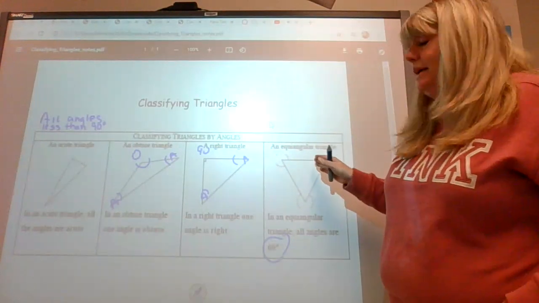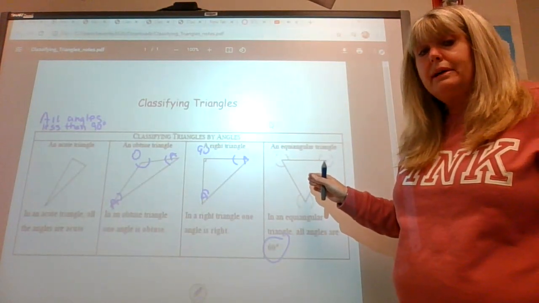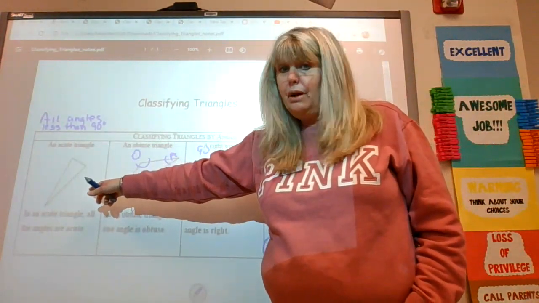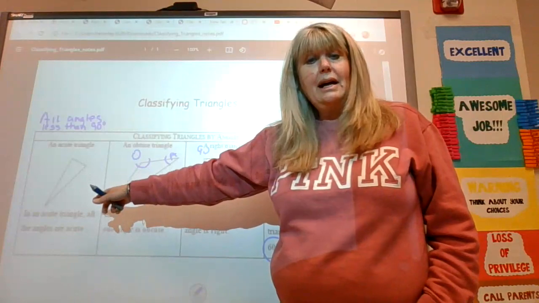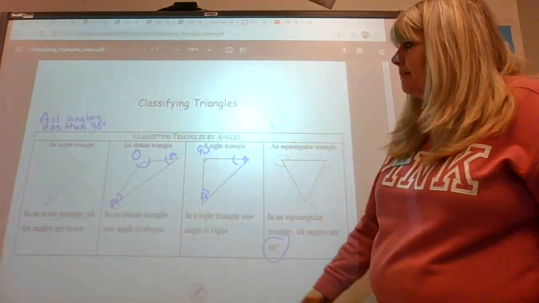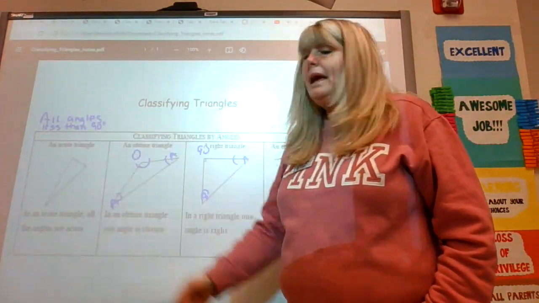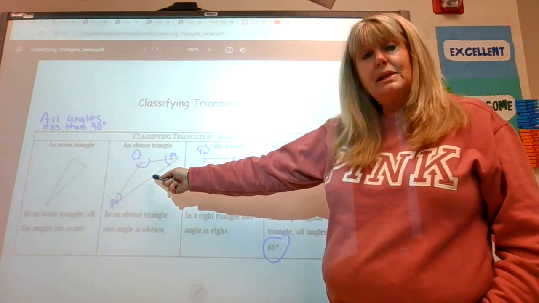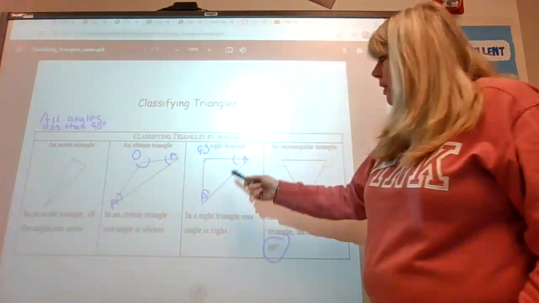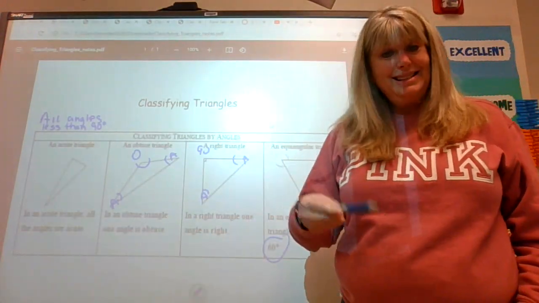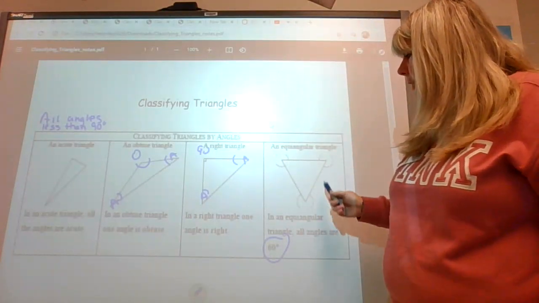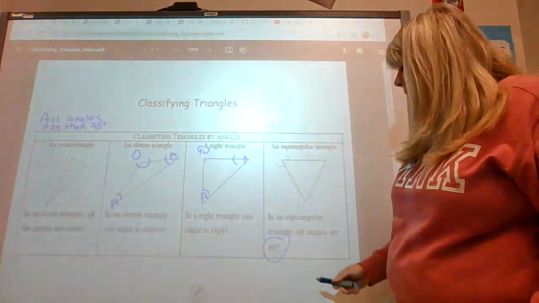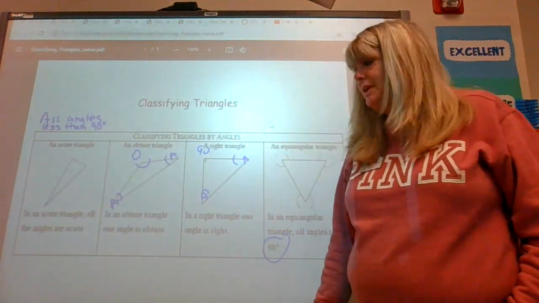So, is an equilateral triangle an acute triangle? Yes. Is an acute triangle an equilateral triangle? No. Not unless all three angles are 60 degrees. So again, acute, all angles are less than 90 degrees. Obtuse, one of the angles is greater than 90 degrees. Right, one of the angles is 90 degrees. And an equilateral triangle, all three of them are the same. They're all equal, hence equilateral, and they come out to 60 degrees.